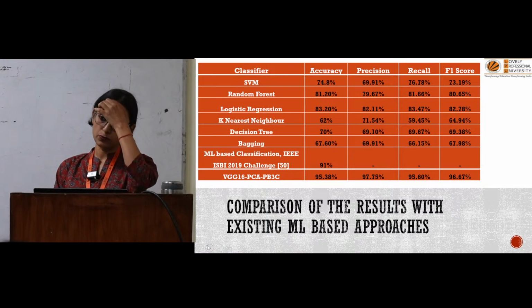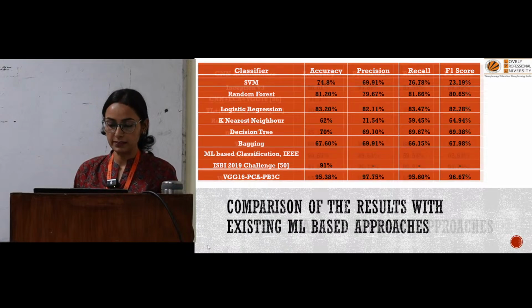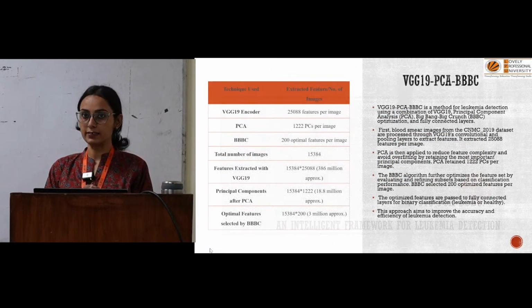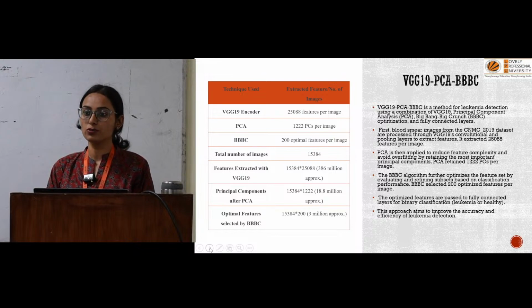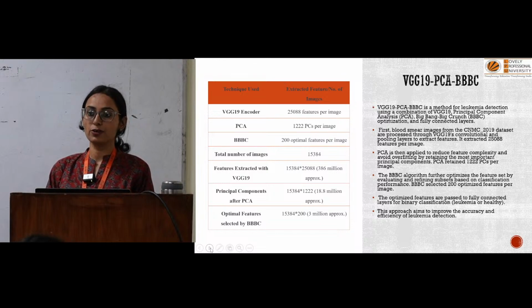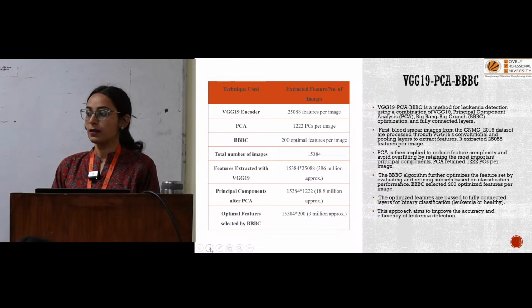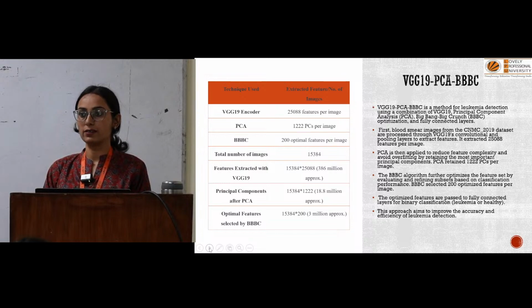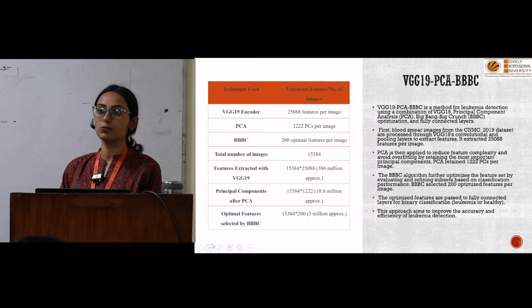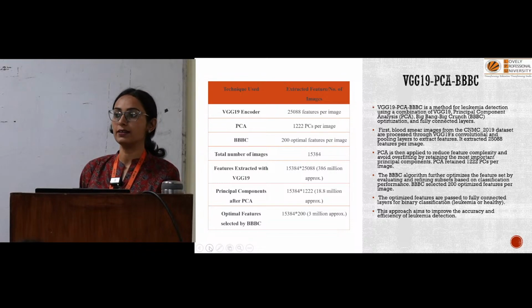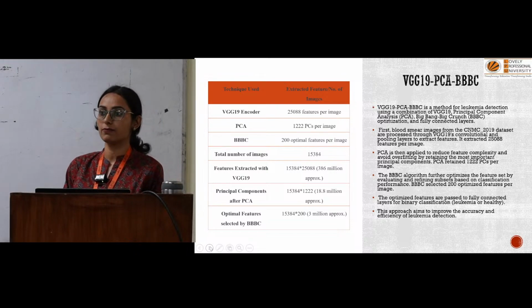Now the next approach, that is VGG19, PCA and BBBC. Here in this approach instead of VGG16, the VGG19 model is used, and VGG19 is having 3 additional convolution layers which were not there in case of 16. The VGG19 layers also extract the 25,088 features. Here PCA works a little bit different. It is fetching 1222 features instead of 1145.